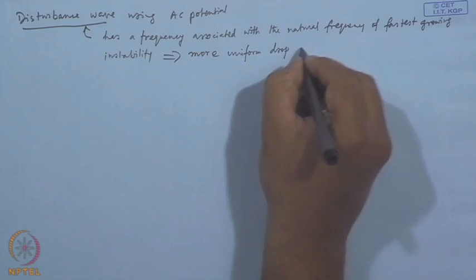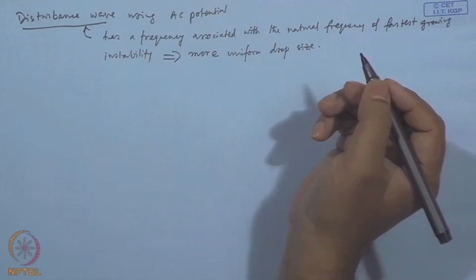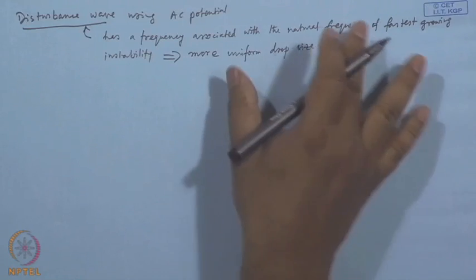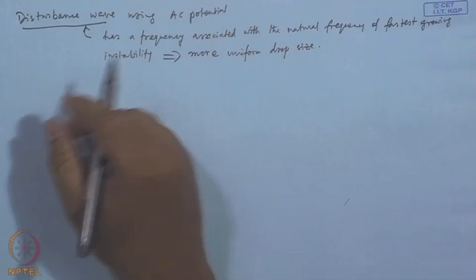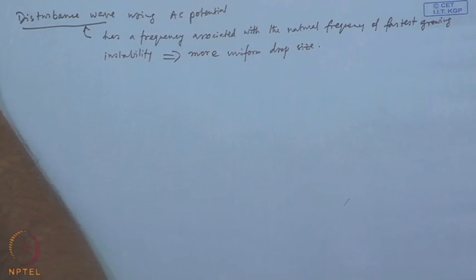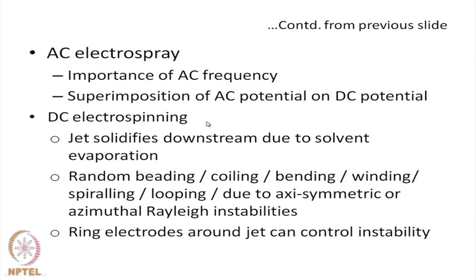So that is what the purpose here is. The next topic that we have here in this slide is something called DC electrospinning.